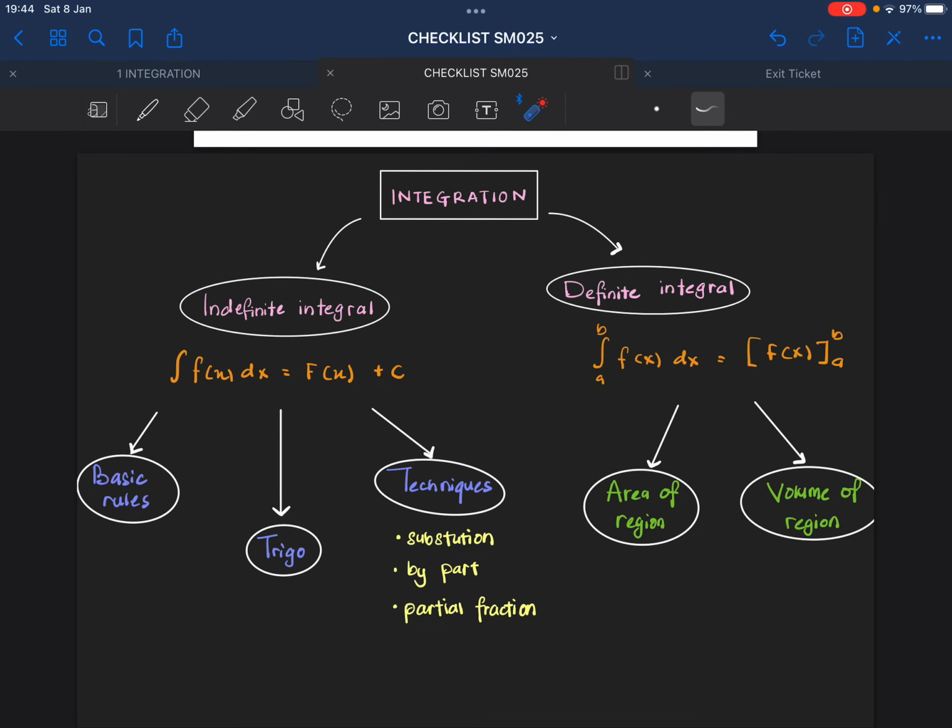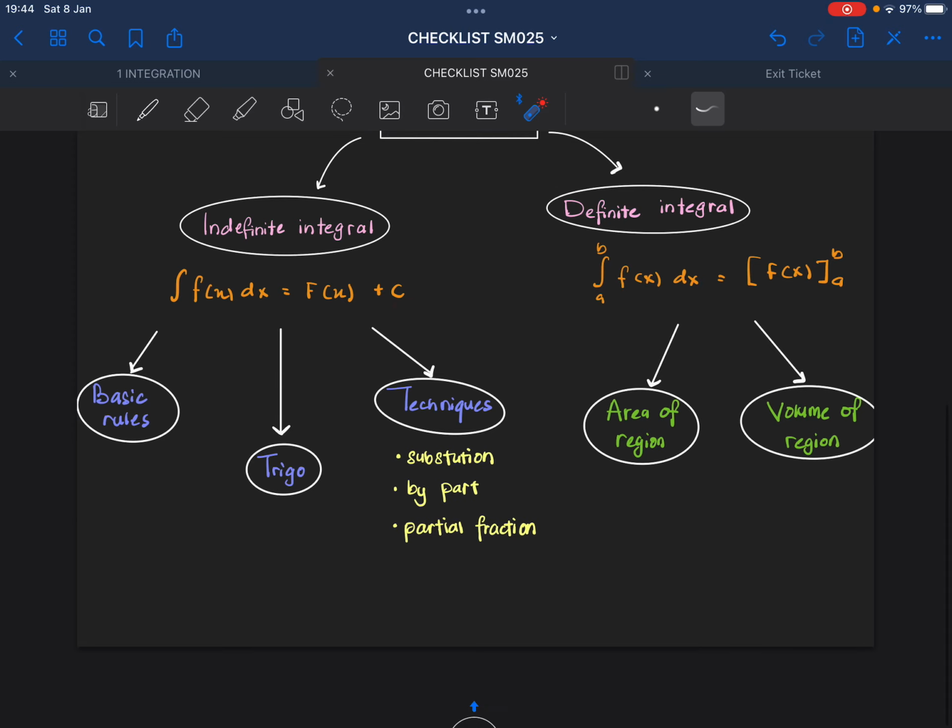So we are going to separate into 2, which is indefinite integral and also definite integral. For definite integral, you are going to integrate from one limit to another limit, and then you are going to get a value. But for indefinite integral, you are going to get something in terms of x or any variable, plus c. So what is c? We are going to look at that later.